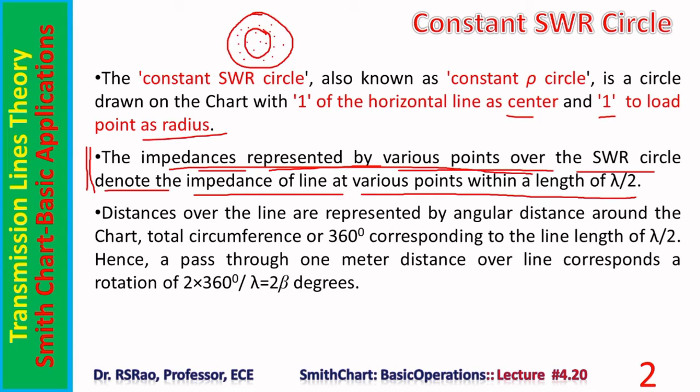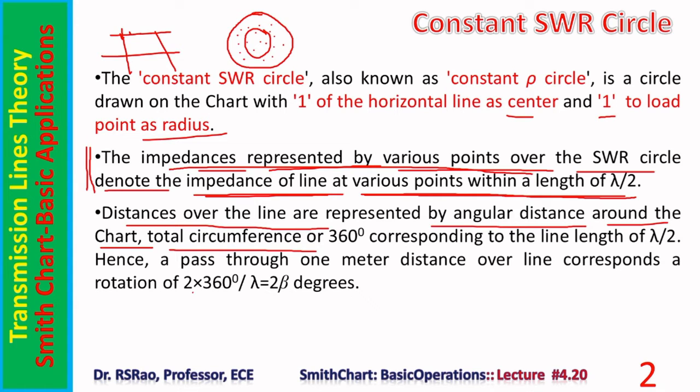SWR circle is drawn like this. Circle means several points. Various points over the SWR circle denote impedances of the line, impedances of the line at various points within a length of lambda by 2. Distances over the line are represented by angular distance around the chart. Total circumference of 360 degrees corresponds to line length of lambda by 2. Hence, a pass through 1 meter distance over the line corresponds to a rotation of 2 beta degrees.